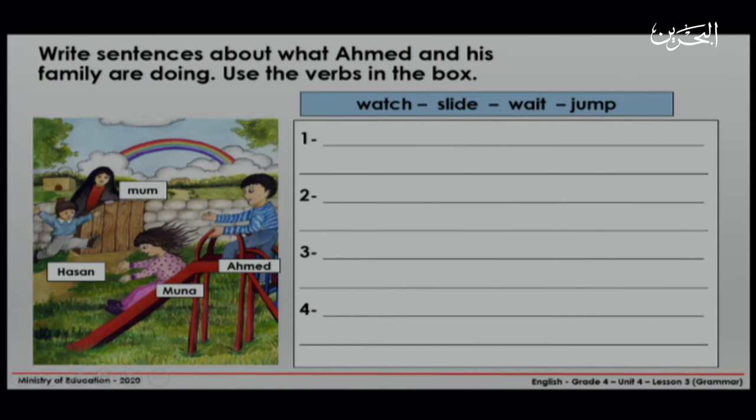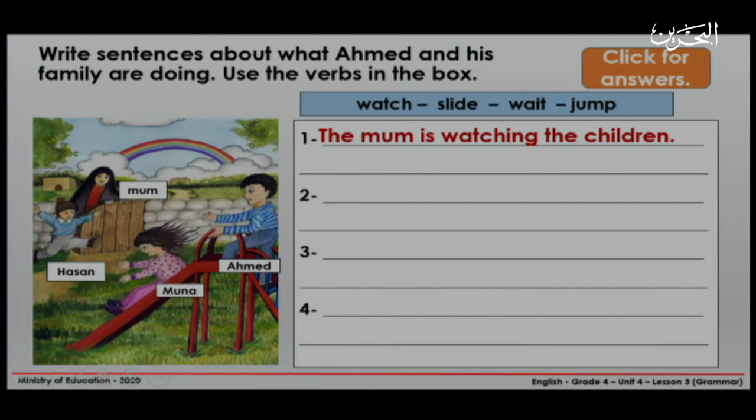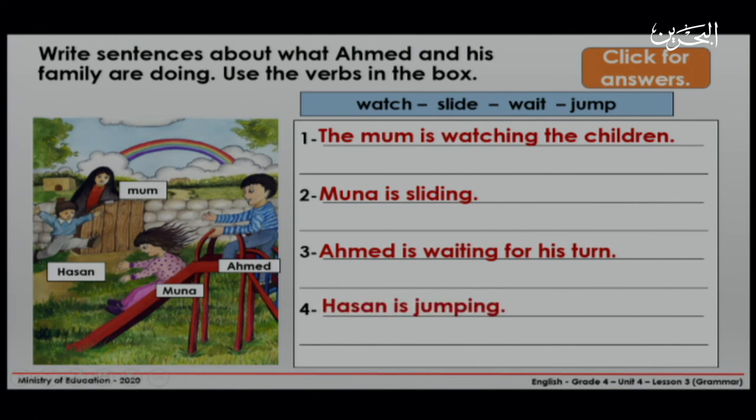Now, let's see the possible answers for this question. Let's see number one. The mom is watching the children. So we use the first verb, which is watch, and we use this in the sentence. In the sentence, the mom is watching the children. Let's see the second verb, slide. Good. Muna is sliding. Let's see the third verb, wait. Who's waiting? Good. Ahmed is waiting for his turn. What about the last verb, jump? Who's jumping? Well done. Hassan is jumping.